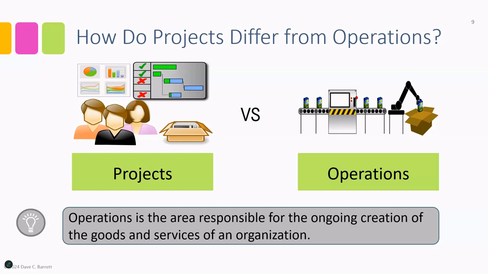Examples of operational areas might be the production line, the factory, or functions such as finance or human resources. Those are examples of operational areas. So key idea, operations is the area responsible for the ongoing creation of the goods and services of an organization.